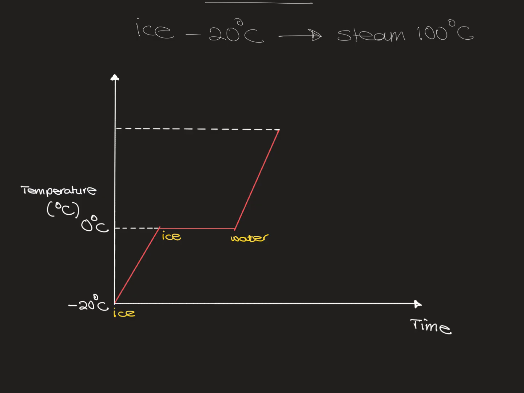So that is water at 100 degrees Celsius. From water at 100 degrees Celsius, we will reach steam at 100 degrees Celsius. So that is also a phase change. There will be no change in temperature.